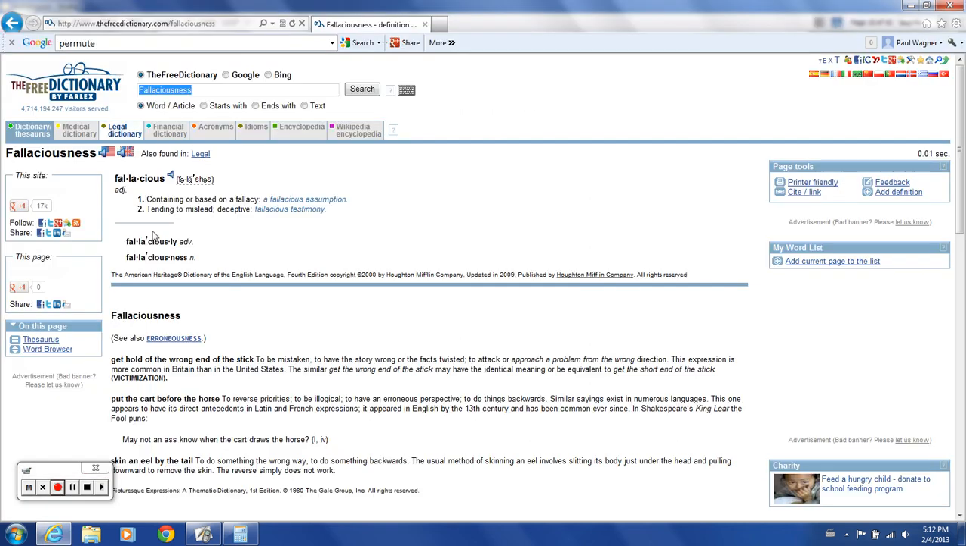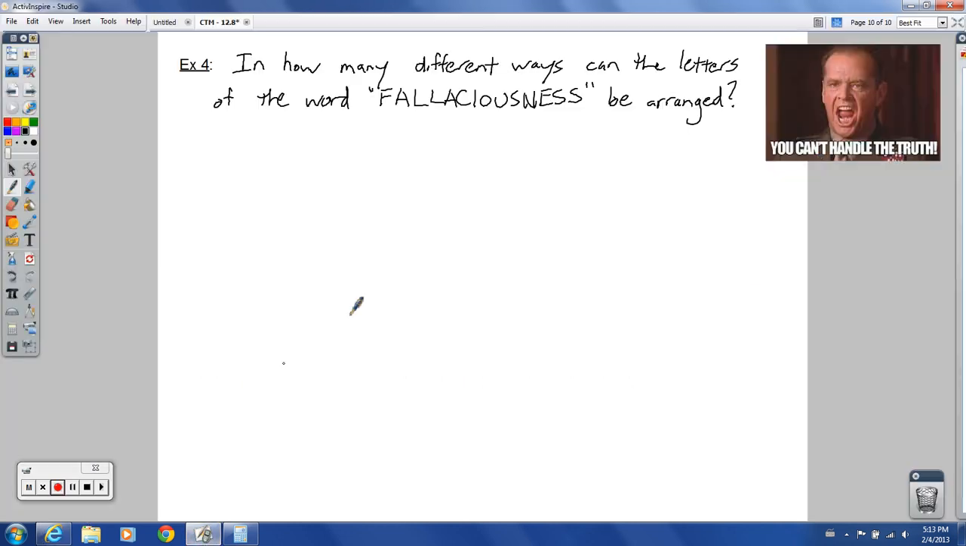So back to the dictionary. What does fallaciousness refer to? Fallaciousness is a noun. Fallacious means containing or based on a fallacy. Fallacy is a false assumption or something that's just wrong, and so tending to mislead or deceptive. That's why Jack is so mad here. You can't handle the truth. You're just a fallacious person. You are all about fallaciousness.